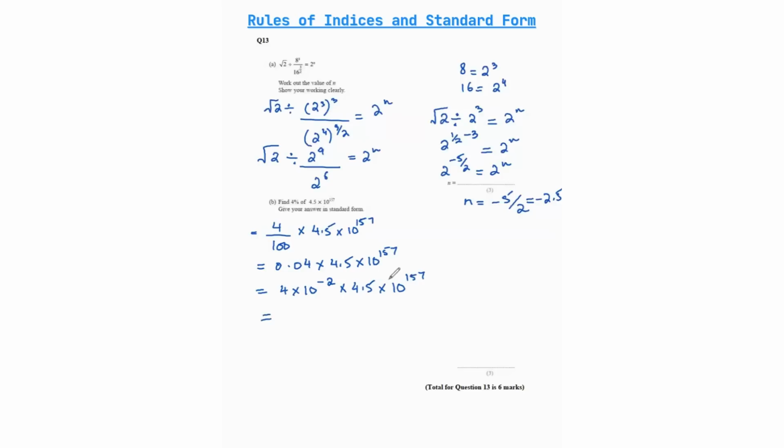Now 4 times 4.5 is basically going to be 18. And like I said, whenever we have similar bases being multiplied, we add the powers. So negative 2 plus 157 is 155. As mentioned previously, in standard form, your first digit before the decimal has to be greater than 0 but less than 10. So this becomes 1.8, and we add 1 to the power. So that's 10 to the power of 156. So this is your answer in standard form.